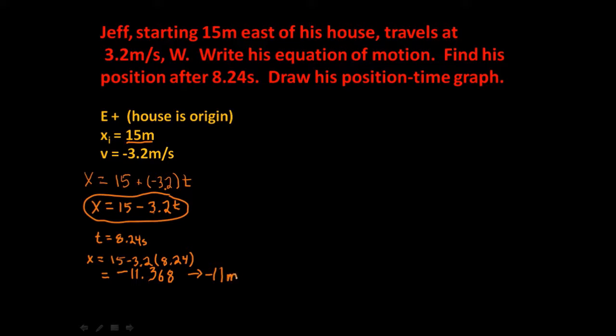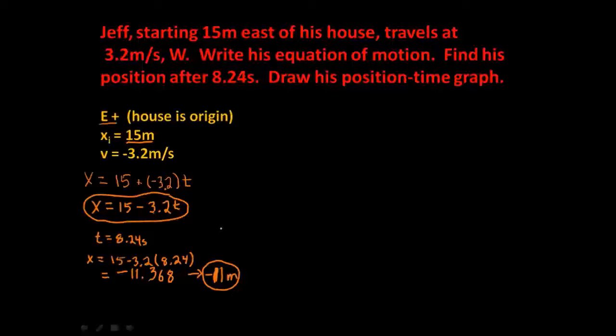Now what does that mean? Does it mean that he's at some kind of negative place? No. Well, okay, sort of. You see, if east is positive, west is the negative direction. So negative 11 meters means he's past his house and he's 11 meters west of his house. Maybe the door of his house is the actual origin. That makes sense? That's how easy physics can be if you list your variables and write your equation of motion.